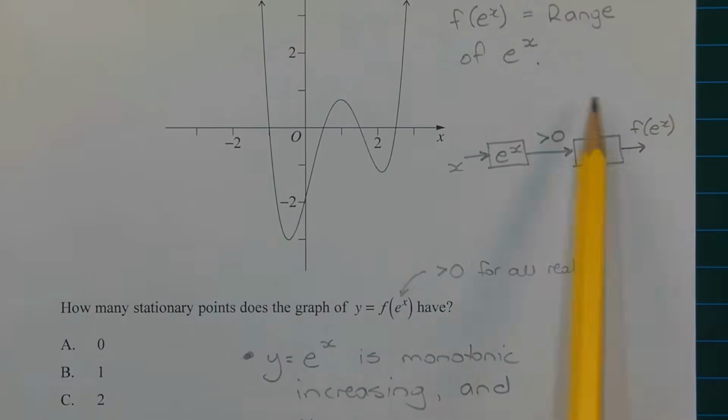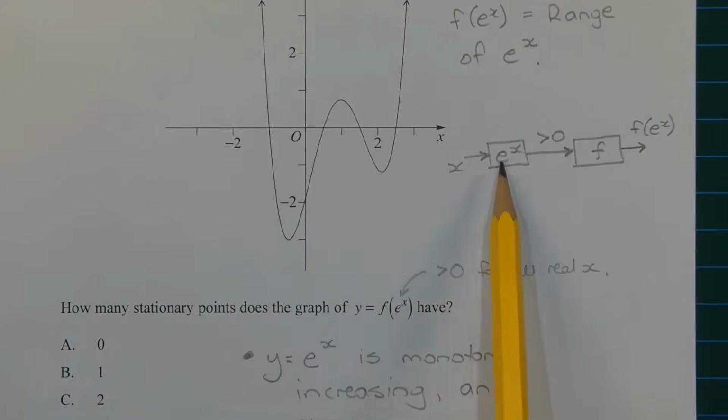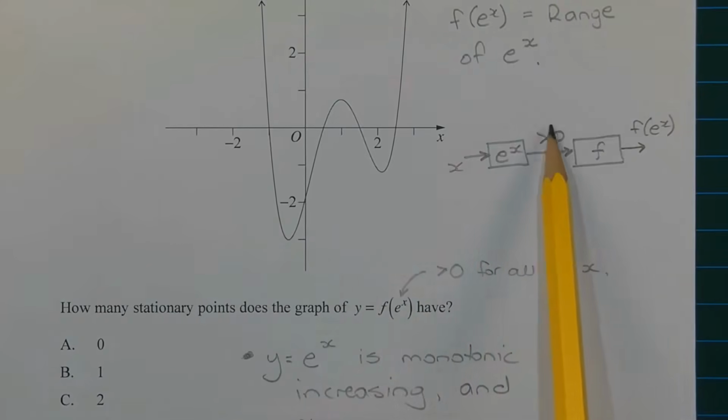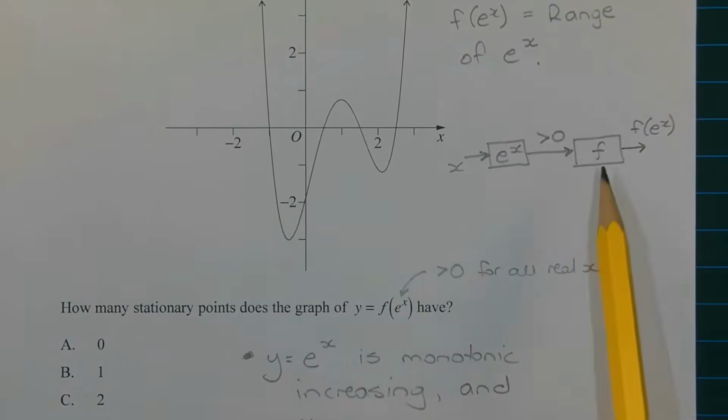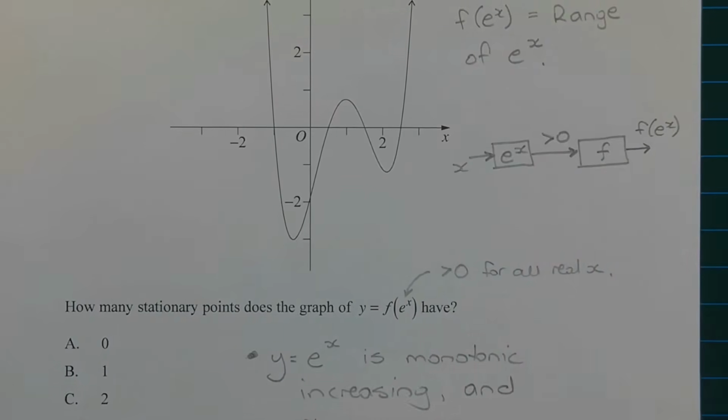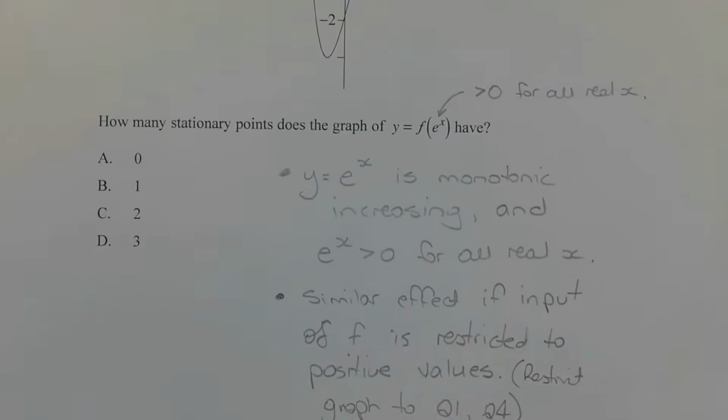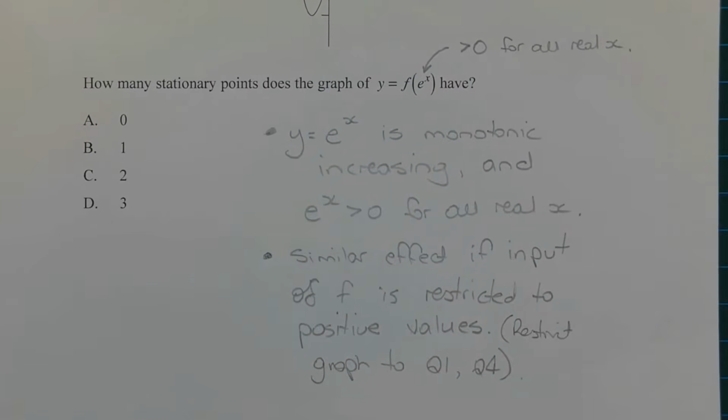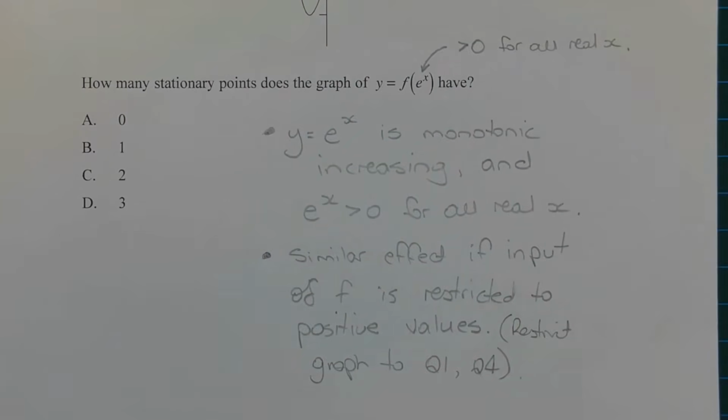Looking at this diagram here, we input x into e to the power of x and we get only positive values, which are input into the function f to give us f of e to the power of x. So this has the effect of restricting the input to the function f to only positive values.